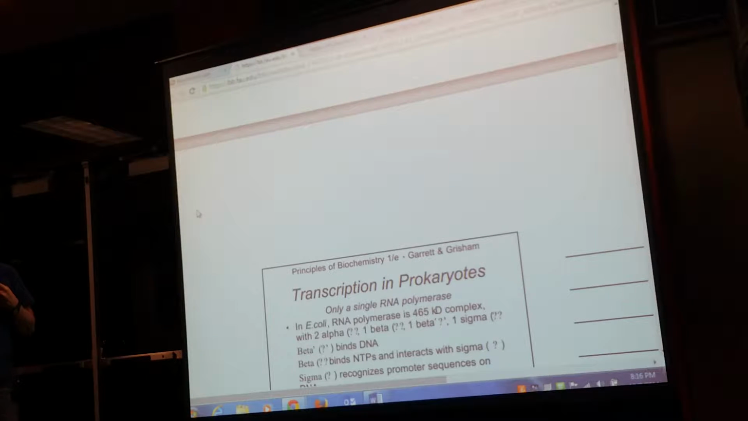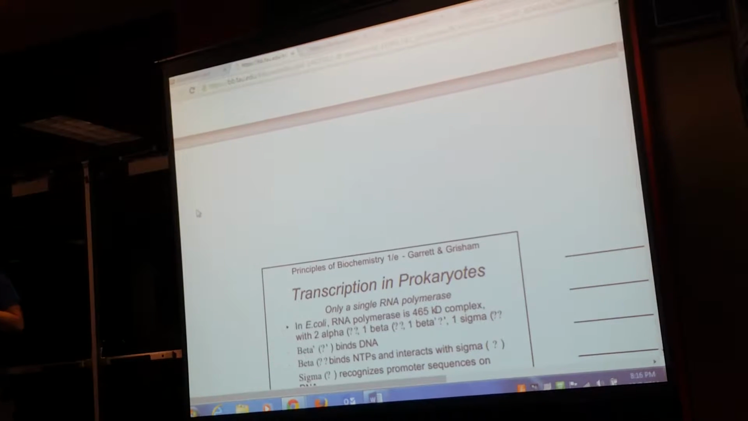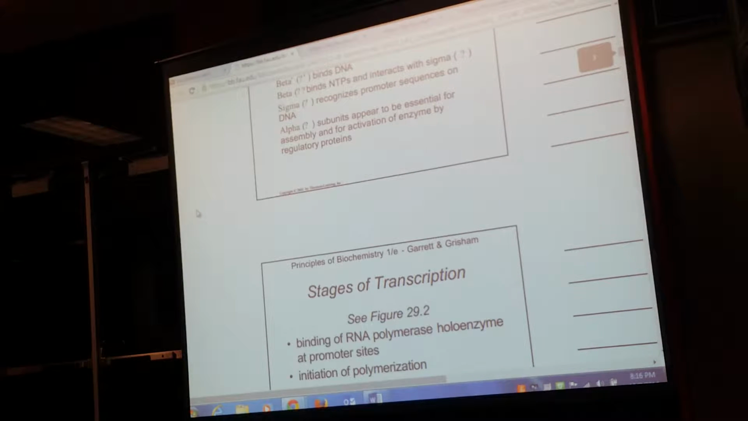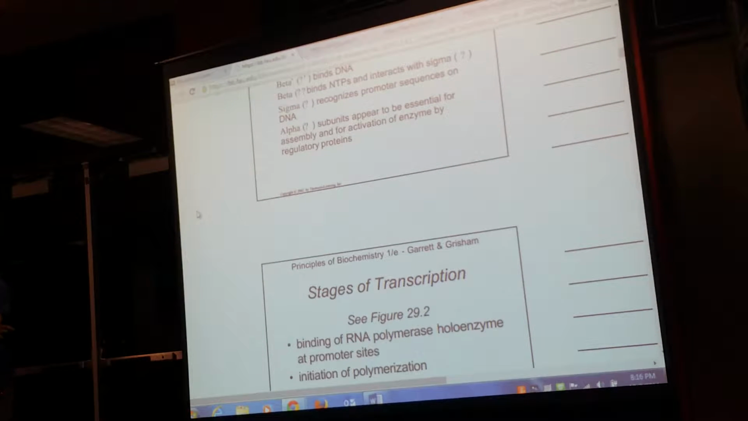Your sigma subunit is not part of your core polymerase. Your sigma subunit is separate, and when it adds to the core RNA polymerase put together, that is called what? A holoenzyme. Very good. Your sigma subunit is important because that's the one that recognizes a promoter sequence.